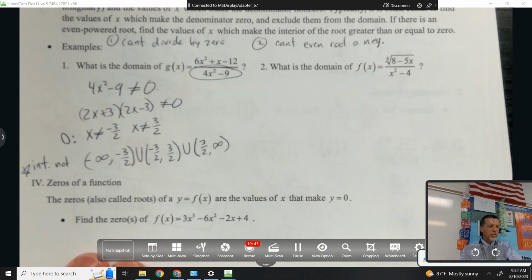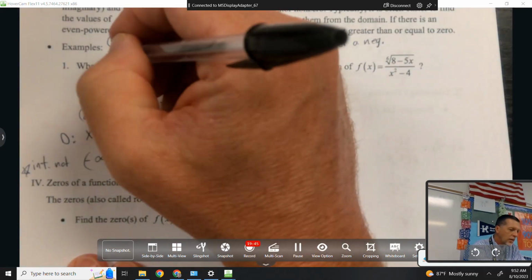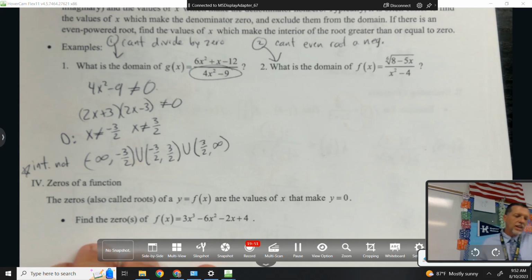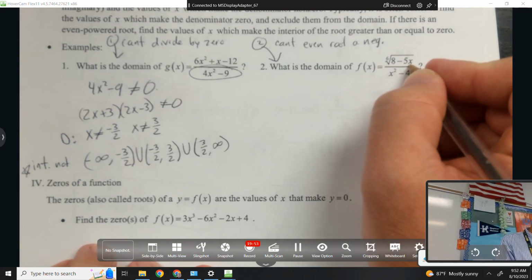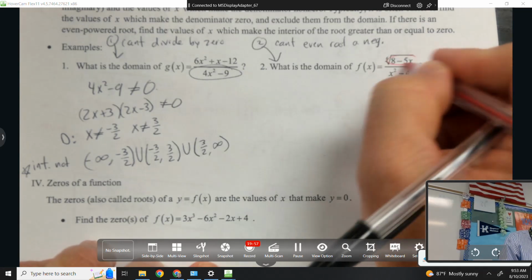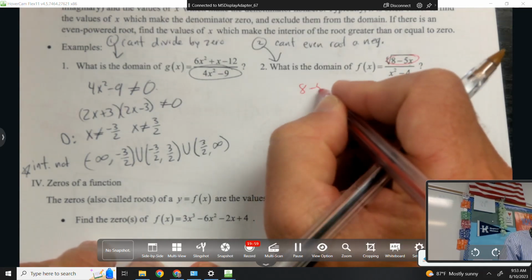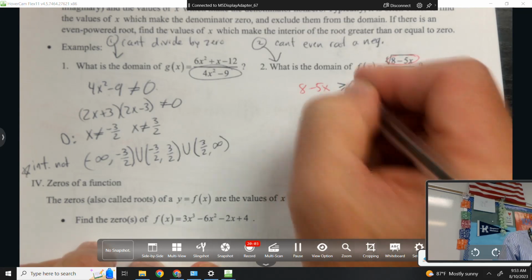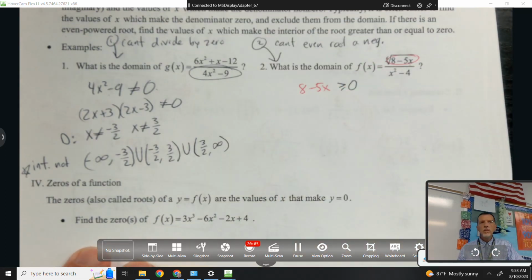The big picture, that was can't divide by 0. Second option is you can't even root a negative number. So I'm going to say I don't really care about the sixth root part. I just need 8 minus 5x to be greater than or equal to 0, because I can even root 0 or anything positive.